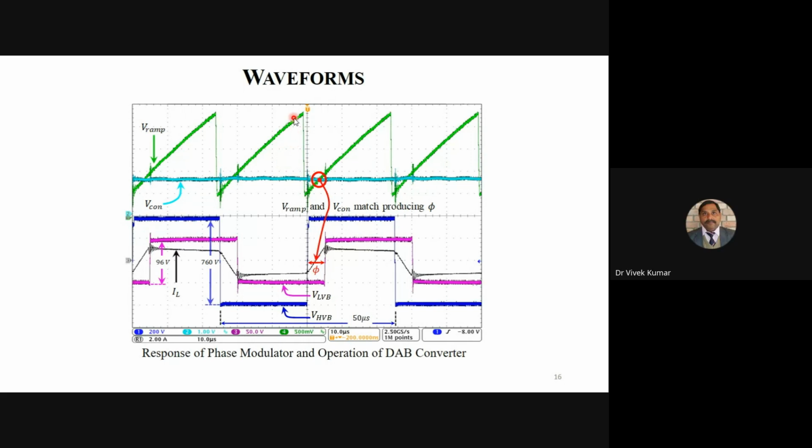How do we decide this ramp signal value, sir? How are we going to decide the magnitude of the ramp signal? Okay, so there is a different way. When you charge a capacitor with a constant current, what will be the voltage profile of the capacitor?